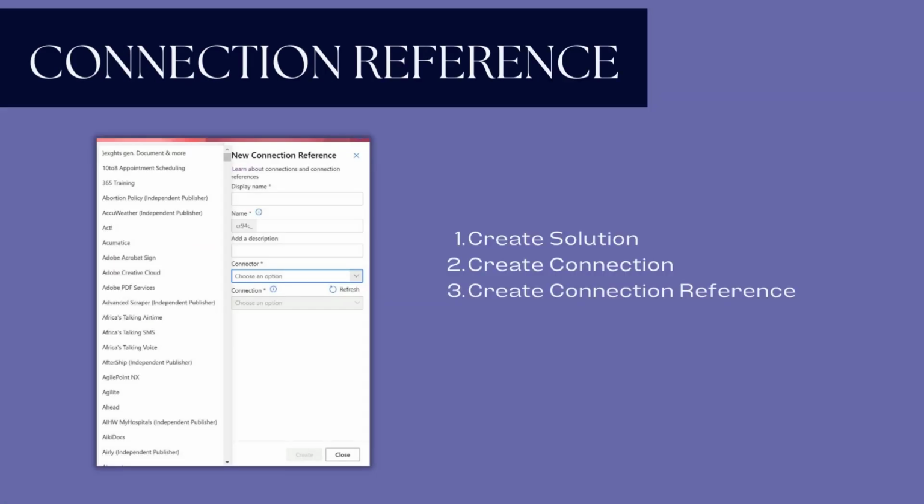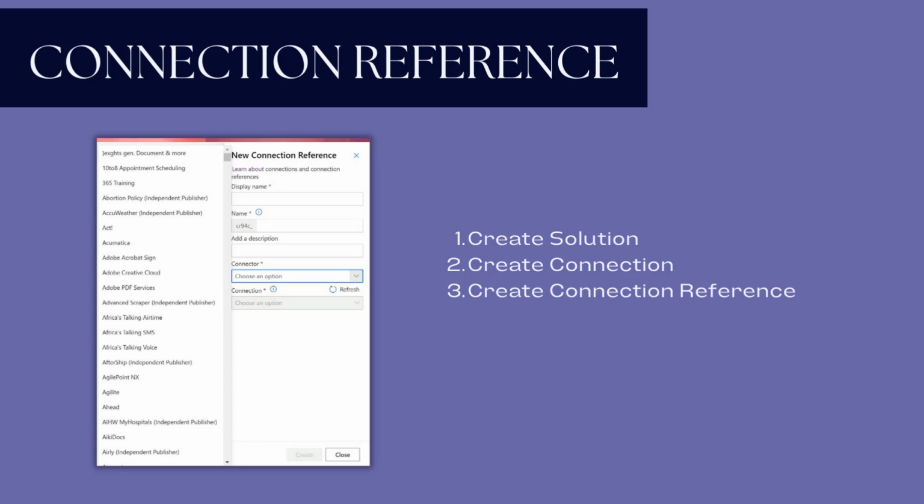Finally, let's talk about connection references. You can only add a connection reference to a solution. Therefore, the first step is to create a solution. Second, you can't create a connection reference if you don't have a connection. So you'll have to make sure that you are connected to the Business Central connector using the service account, which you already have given the correct permissions to inside of Business Central. Finally, you can create the connection reference.